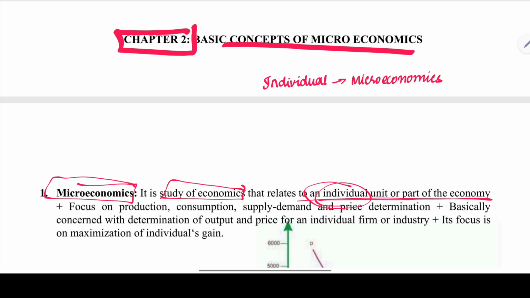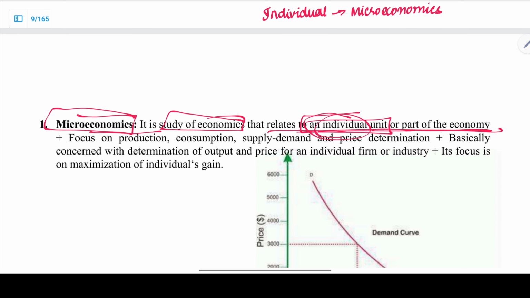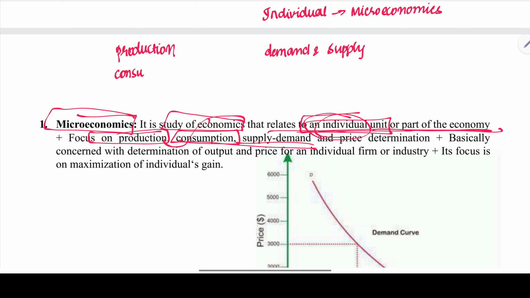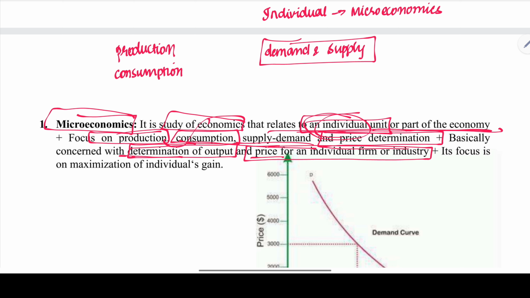The study of microeconomics is related to the individual unit or part of the economy. The focus is on production and consumption, then we have supply and demand. Demand and supply come into play when we are doing production and consumption. Apart from our own production and consumption, we need to see the market demand and supply of products and price determination. Basically, it is concerned with the determination of output and price for an individual firm or an industry.